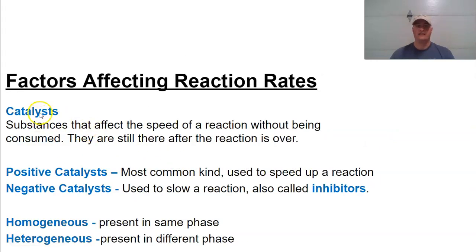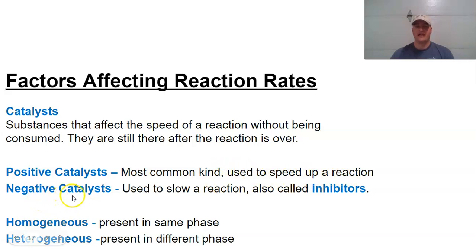Other factors are catalysts. These are chemical species. They can be elements, they can be compounds, they can be atoms, they can be all sorts of things. And what they do is they speed a reaction without being consumed, which means in the end you have the exact same amount you started with. There are positive catalysts, the most common type, used to speed up a reaction.